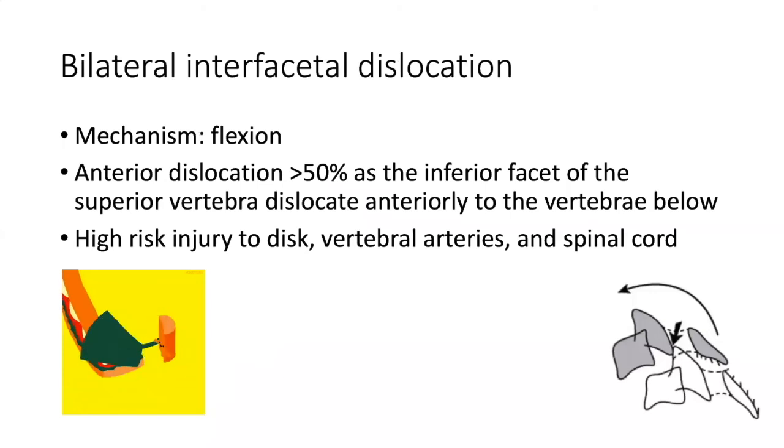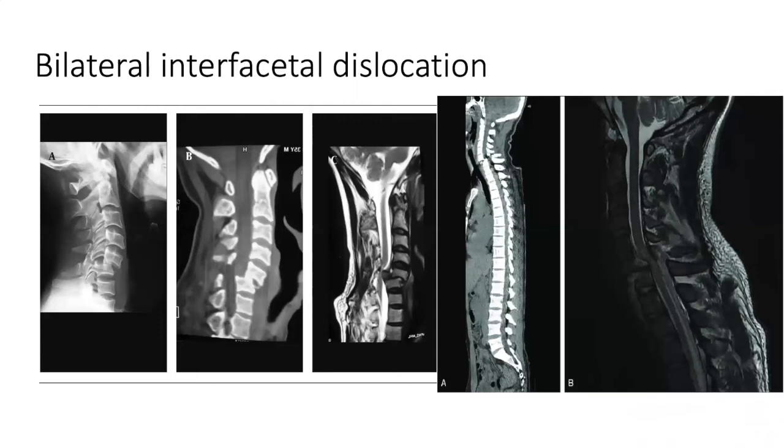We also have bilateral interfacetal dislocation. The mechanism for this is flexion, and this is what our patient in the case had. You essentially have dislocation of more than 50% of your superior vertebra over the inferior vertebra, which causes kinking or complete transection of your spinal cord, hence the little sandwich. It's a very high injury to the disc, the vertebral arteries, and the spinal cord. It causes disruption of all the ligament structures, so the only way to repair it is with surgery, and even then the outcome for these people is not the best. And this is how it would look.